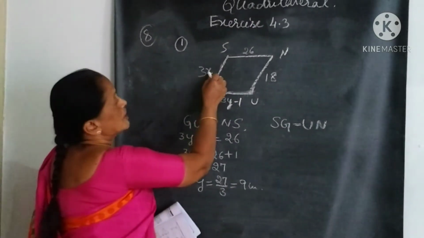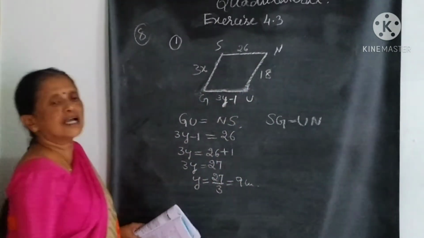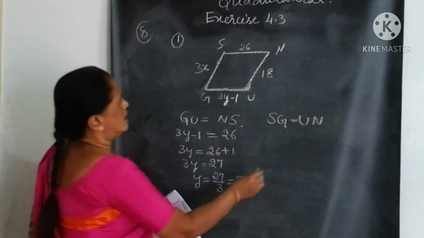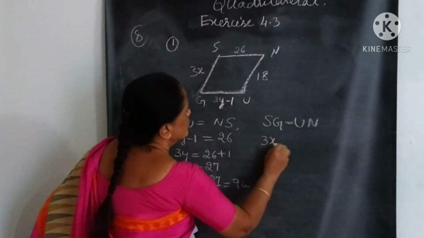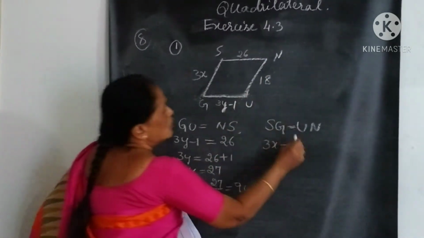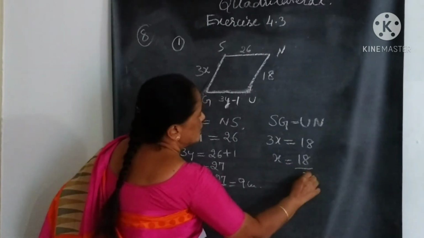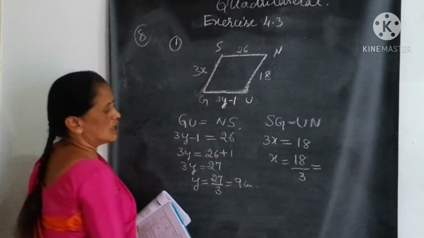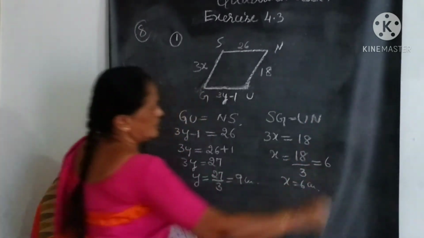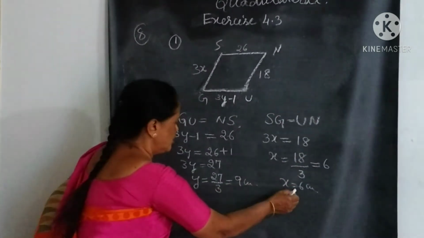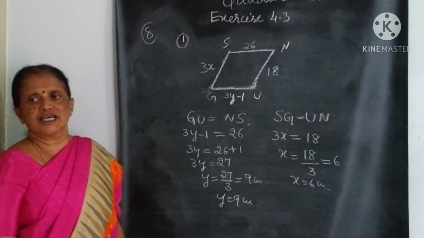Similarly, find the value of X here. We already know that SG is equal to UN. They are the opposite sides. They are equal. Substitute the values here. SG is given how much? 3X is equal to. UN is given how much? 18. Then X is equal to 18 by 3. That is equal to 6, 3 sixes are 18. So X is equal to 6 centimeters. X is 6 centimeters and Y is equal to 9 centimeters.